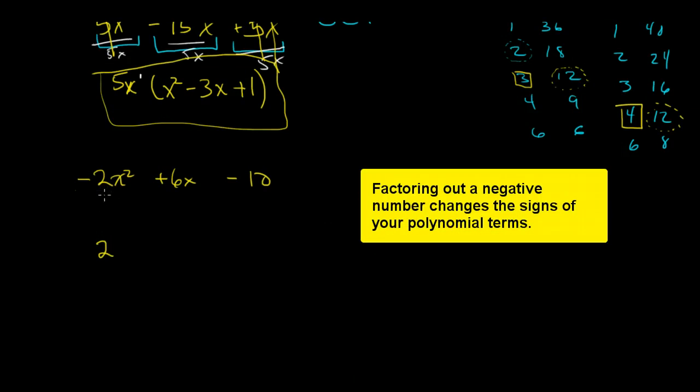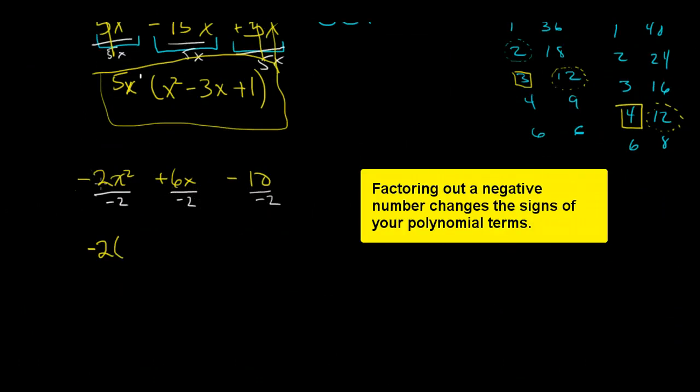I want to divide by a negative number so I can make this x squared positive. So I'm going to divide out a negative 2. That's kind of a long explanation, but you'll see how it works. So that's what they all have in common. So I'm going to divide this term by a negative 2, I'm going to divide that term by a negative 2, and I'm going to divide that term by a negative 2.